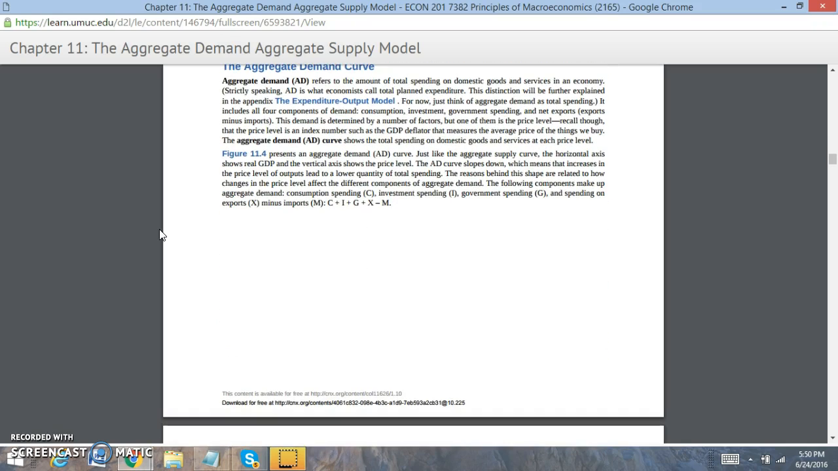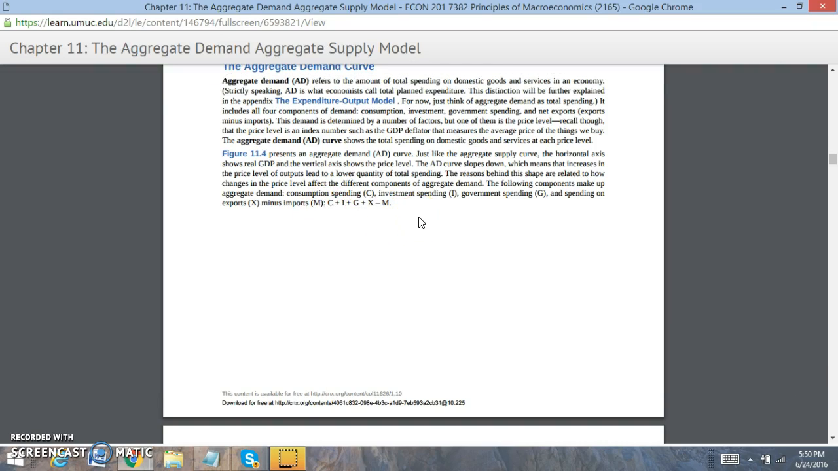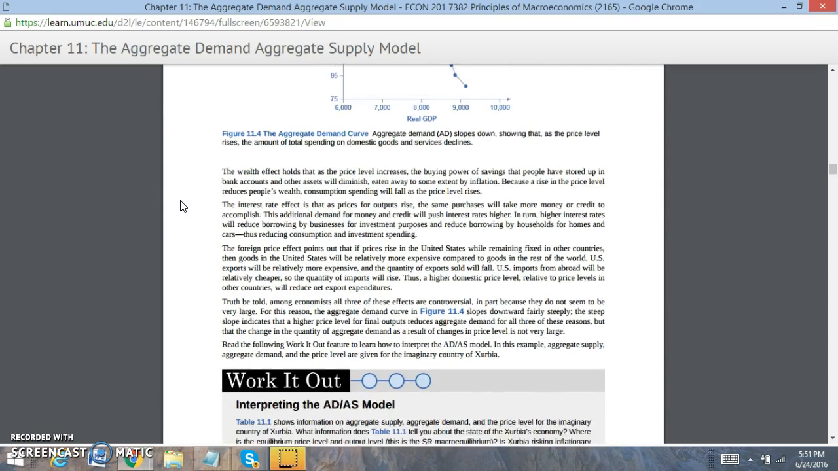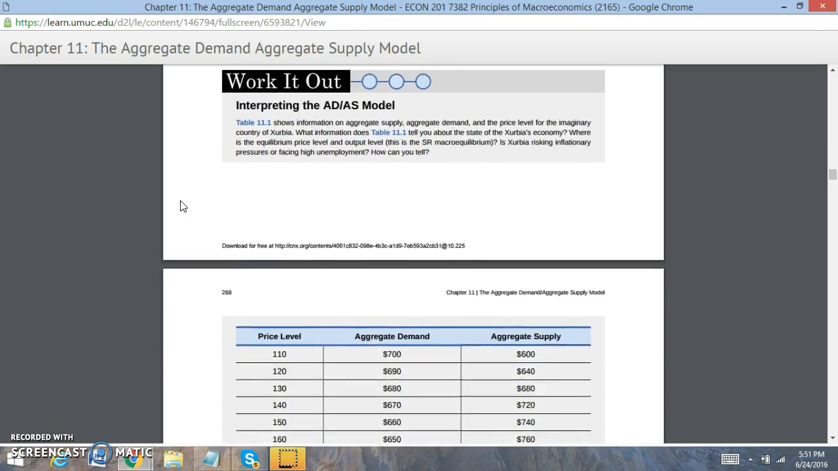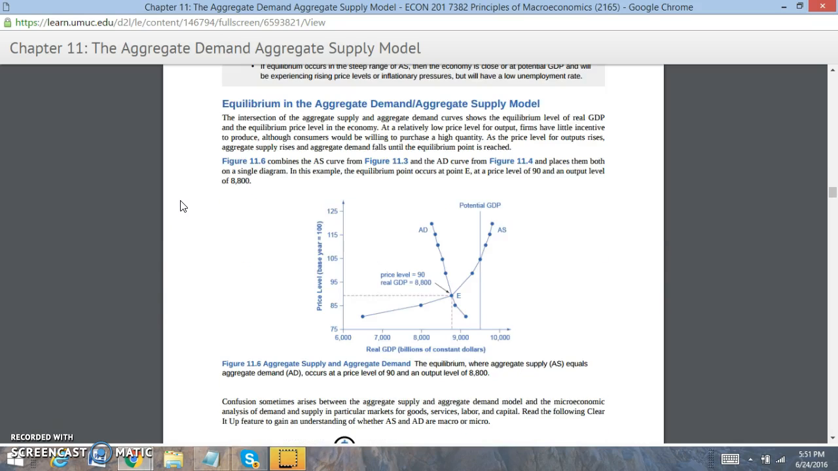Now we're going to look at the aggregate demand curve. The aggregate demand curve is made up of these components: consumers, businesses, government, and net exports. Net exports is exports minus imports. There's many different reasons why the aggregate demand will change or will shift either to the right or to the left.